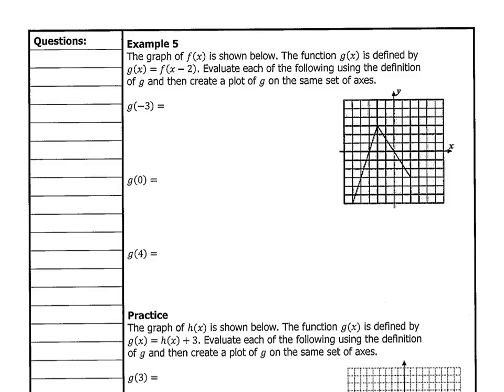Okay, so I want you to take a look at example 5. It says that we have the function f of x shown below. Maybe you want to take a color and highlight it, make it stand out to you. Find some really nice points on that graph, like this bottom left one, the vertex at the very top, and this bottom right one. Then figure out how to graph g of x, which is equal to f of x minus 2. Determine what's happening and then actually do it on your paper.